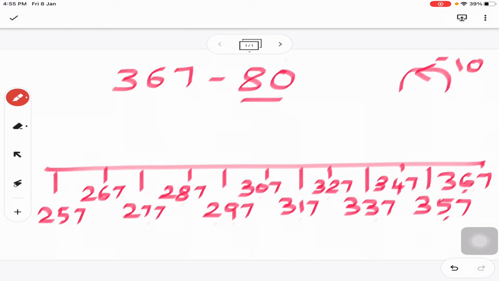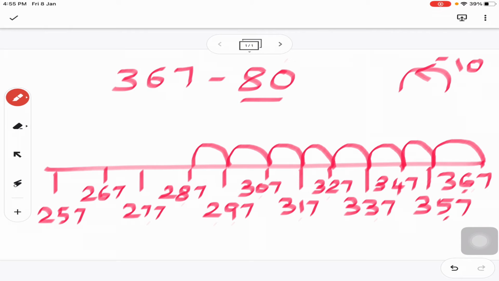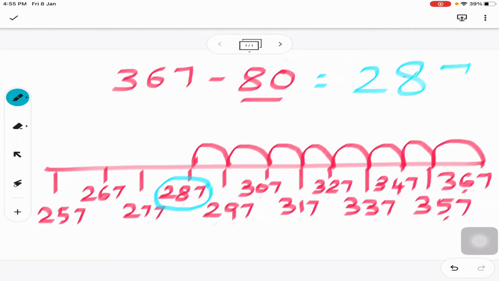Okay, so 10, 20, 30, 40, 50, 60, 70, 80. So there we end. What is our number? Our number is 287. So 367 minus 80 is 287. So this is the way we subtract using number line.